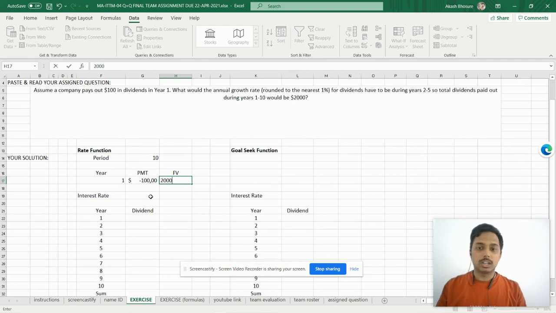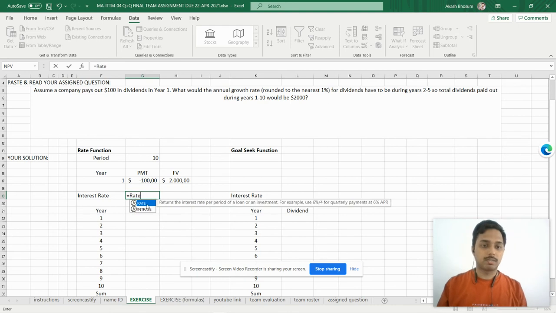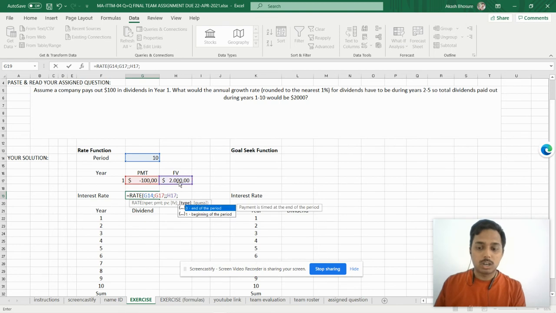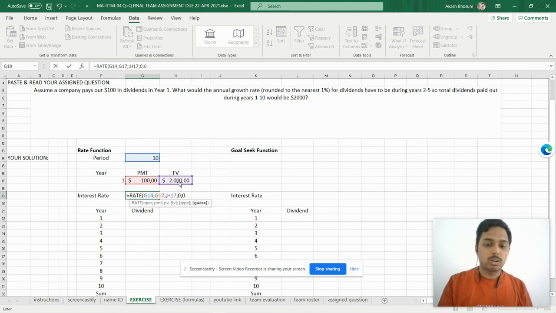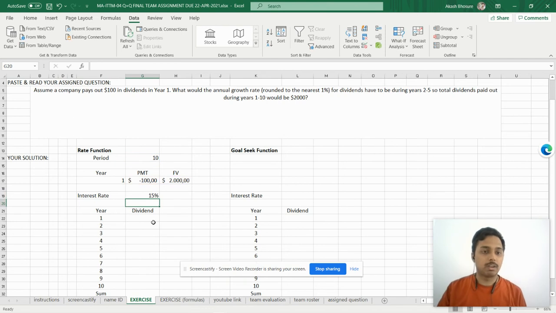So the interest rate we can calculate using the RATE function. NPER is the total number of periods, it's 10. Second is PMT, the payment for each period, it's $100. PV we don't know, so we just keep it 0. The future value is 2000, type we put 0, and guess as 0. If we omit guess, Excel considers it as 10%. So we get an interest rate of 15%.